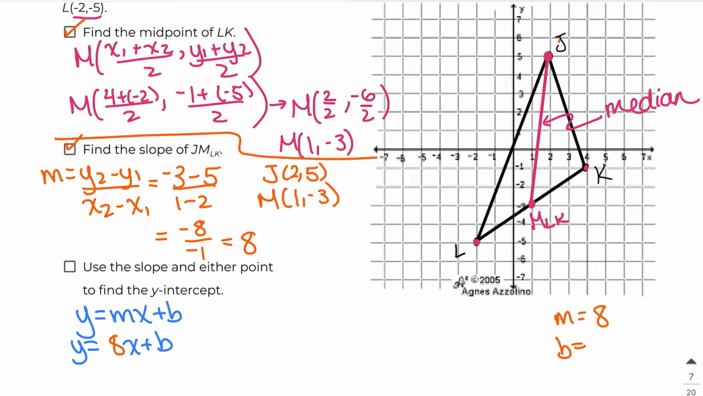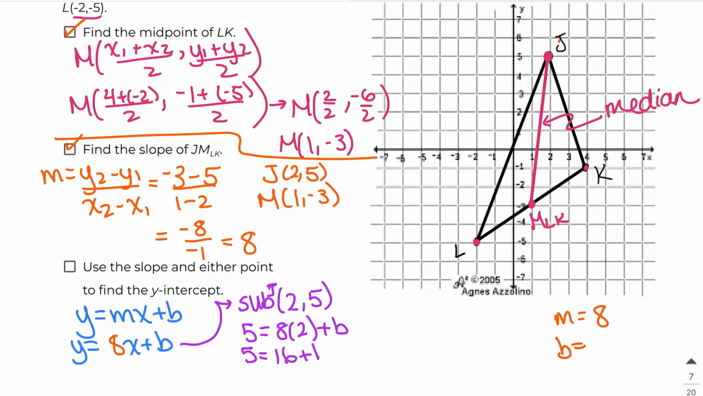And we know that the m is 8. So I will fill in an 8 right here. And then I also need to plug in either one of these points, either the J or the midpoint, to find out what b is. It doesn't matter, you'll get the same answer. So here I will substitute in the point J, which is 2, 5. Okay, so what I will do here is I would plug in 5 equals 8 times 2 plus b, and then I get 16 plus b, and then to solve for b I would get negative 11.